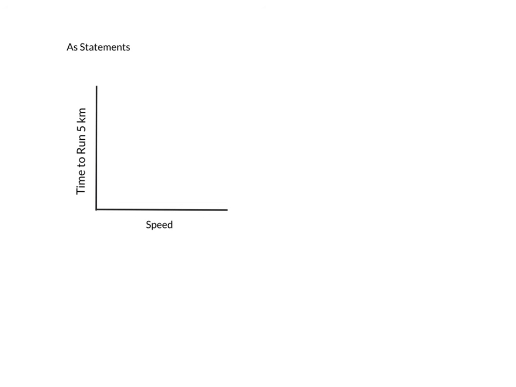So in our second as statement question, we're going to look at the speed that you're running and the time it takes to run 5 kilometers. So if you were to be running very slowly, it would take a long time to run 5 kilometers. But if you run fast, the time it takes to run 5 kilometers would be less. So we would see something like this.